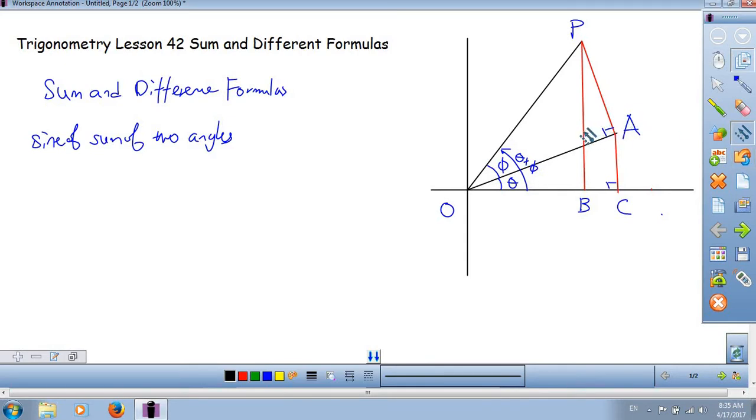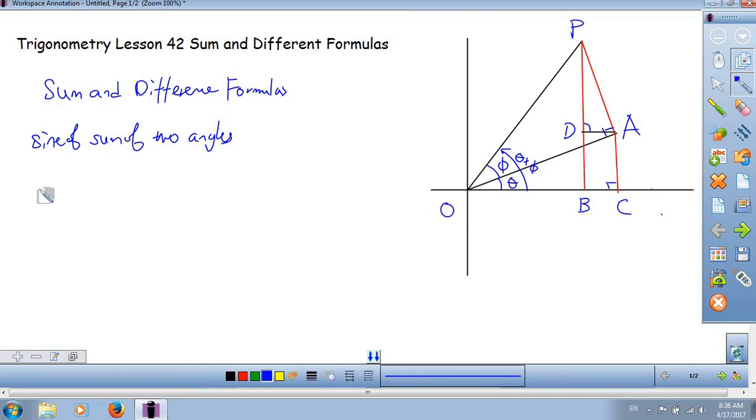A perpendicular segment from A to PB. Let's call that D. So this is a right angle as well. This way, AP is the opposite side of phi, AO is the adjacent side of phi, and OP is the hypotenuse of phi. And then AO is the hypotenuse of theta, AC is the opposite side of theta, and OC is the adjacent side of theta. But PB would be the opposite side of theta plus phi, and OP is the hypotenuse of theta plus phi.